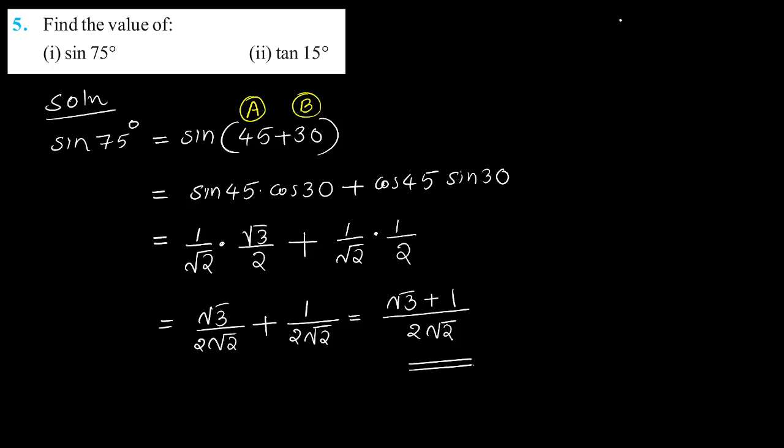So please note that 75 degree can be written as 45 plus 30. Please note it. If there is any question involving 15 degree, 15 degree can be written as 45 degree minus 30 degree. Okay. So please write the solution. If you have any doubt, please ask. If you have any doubt, sir, please.